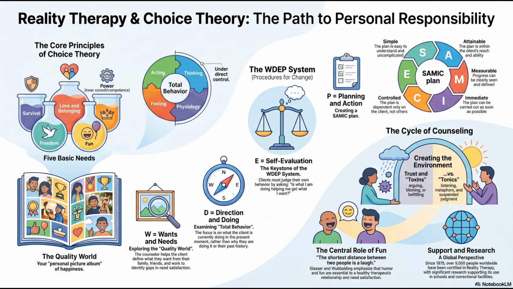The most practical, immediate tool you can walk away with today is the E in the WDEP system, the evaluation phase. Whenever you feel stuck, overwhelmed, or find yourself repeatedly complaining about the exact same situation, I highly encourage you to pause and ask yourself that central piercing question: is what I am choosing to do right now getting me closer to what I genuinely want? And if the answer is no, you have the power to construct a new SAMIC plan, a plan that is simple, attainable, measurable, immediate, and controlled entirely by you.